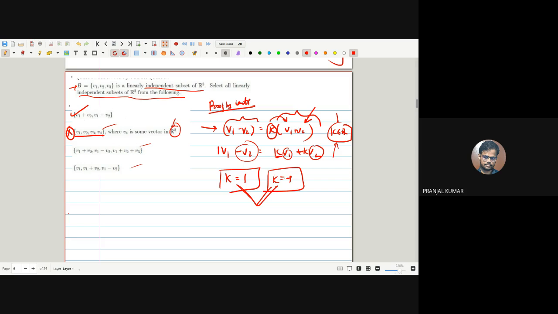May I say something? One minute. What sir is trying to do is not prove that they are independent directly. He's trying to have a proof by contradiction: are they dependent? He finds that they are not dependent, so he says they are independent.